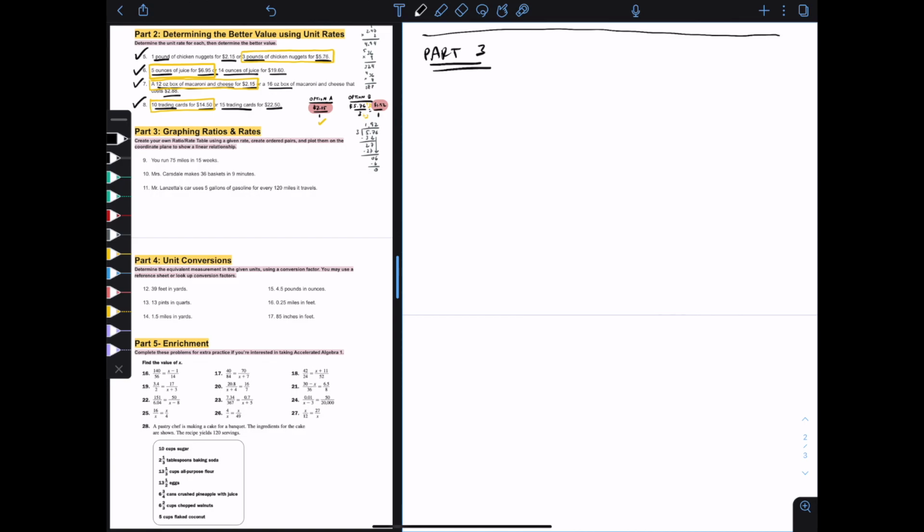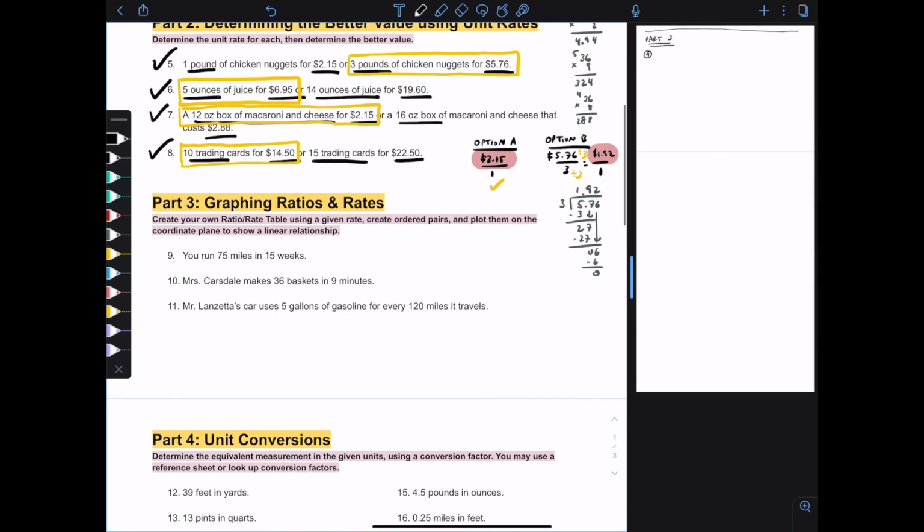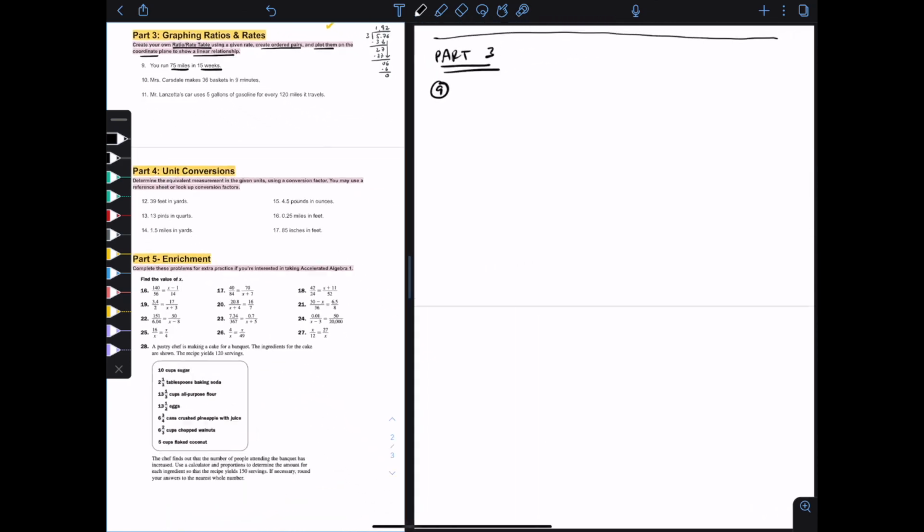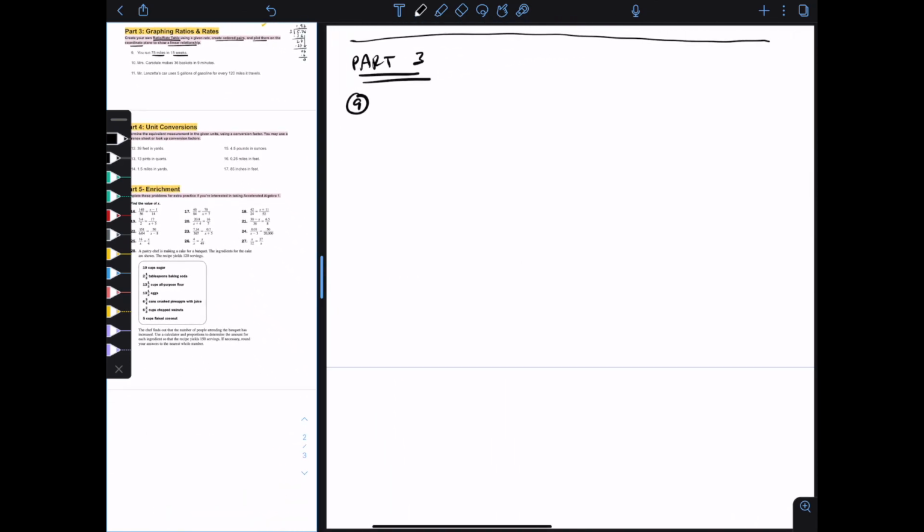So for part 3, we'll start with number 9. We have to show, let's see what the problem is. You have to run 75 miles. You're running 75 miles in 15 weeks. We need to create our own table, create some ordered pairs, plot them on a coordinate plane, and show a linear relationship. Okay, so we'll do a bunch of things here. Hopefully this is going to make sense though.